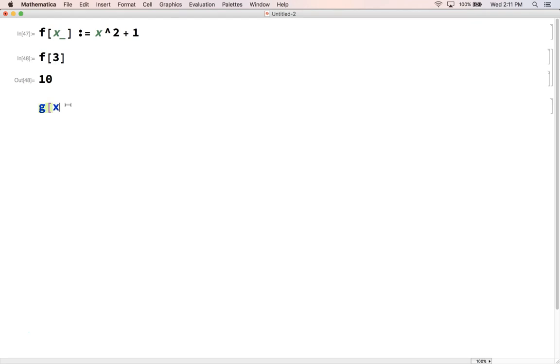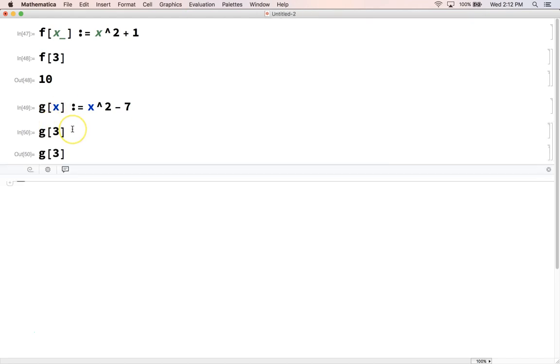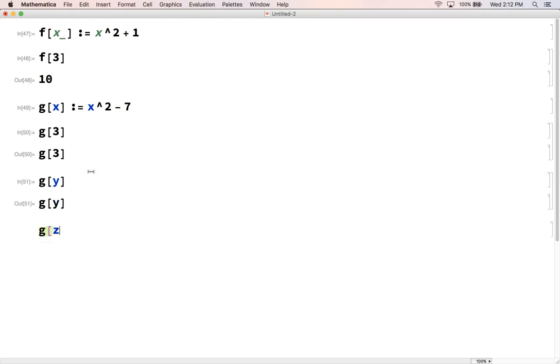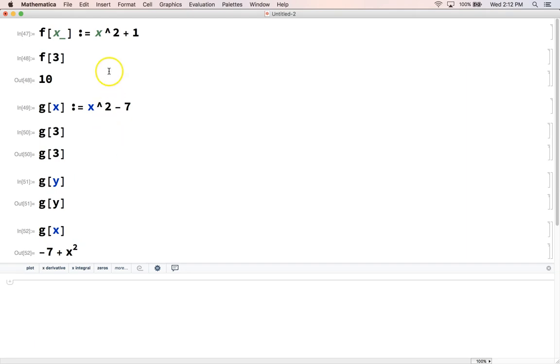What if I do g x colon equals x squared minus 7? So then let me do g bracket 3. Notice that nothing happened here. I didn't get 3 squared minus 7. And what's the problem? Well, the way this is working inside of Mathematica is it's saying g square brackets x, that is defined to be this. So if I do g brackets y, nothing happens. But if I do g brackets x, then I get what I wanted. I get x squared minus 7. They've just written it in a different order, but I get the same function, x squared minus 7.